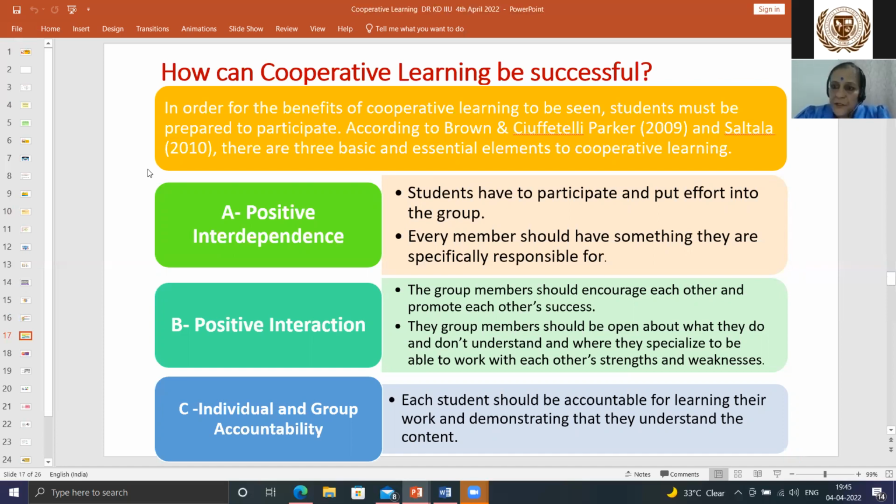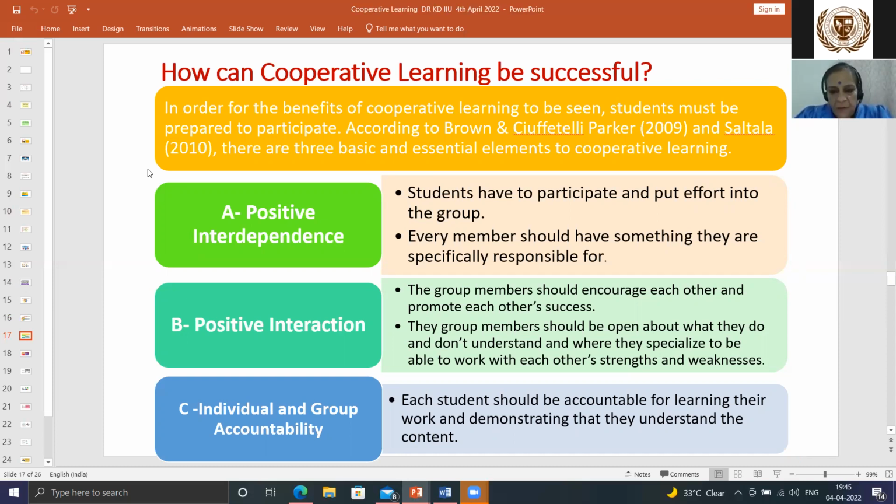They are positive student interdependence. Students have to participate and put their efforts into the group. Every member should have something they are specifically responsible for. Positive interaction. The group members should encourage each other, promote each other's success, and be open about what they do and do not understand, and where they specialize, their strengths and weaknesses, to be able to work with each other.